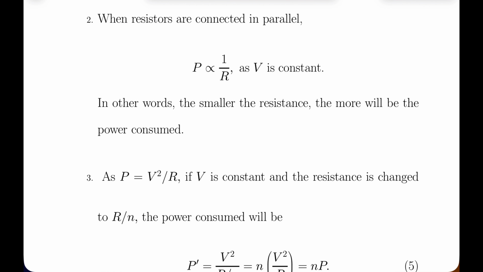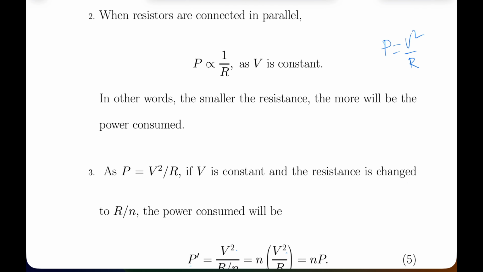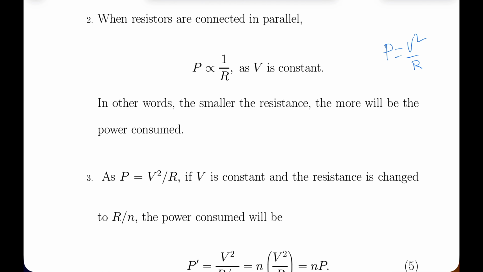Second case, when the resistors are connected in parallel, we have P equal to V square by R. We have seen this equation. P equal to V square by R. So, P is proportional to 1 upon R as V is a constant. In other words, the smaller the resistance, the more will be the power consumed.